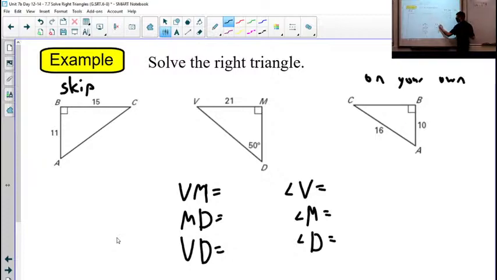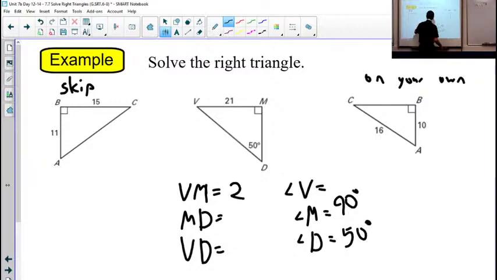Angle M is our right angle. What's the other angle we know? It's going to be angle D. It's 50 degrees. And then we know V to M is 21. Okay, those are the three pieces of information that we know. And now we're going to solve for all the rest. Here we go.